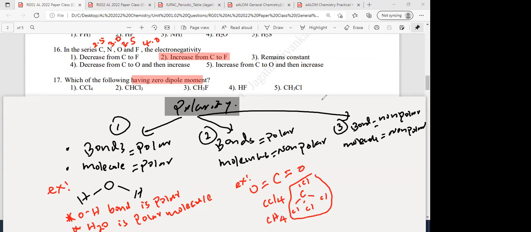I'll give a separate summary also with regard to the shape of the molecules, and how to decide this. Then the third one: bonds non-polar, molecule also non-polar. One example is the homodiatomic molecule. If you take H2, the H-H bond is non-polar and the molecule is also non-polar. Is that clear? The hydrogen molecule is non-polar, so the dipole moment is 0.